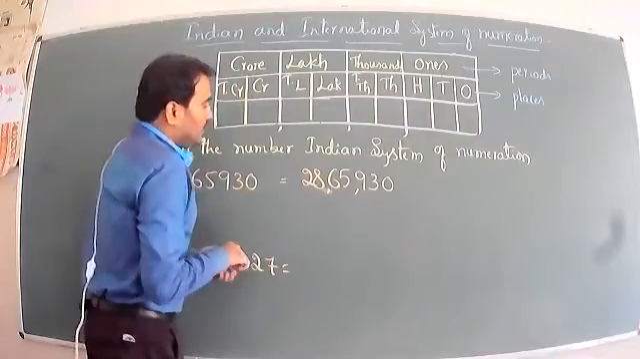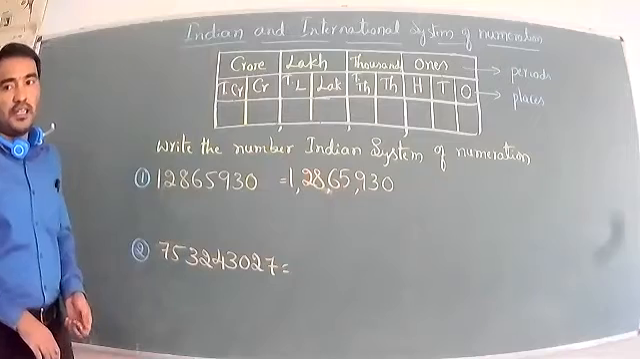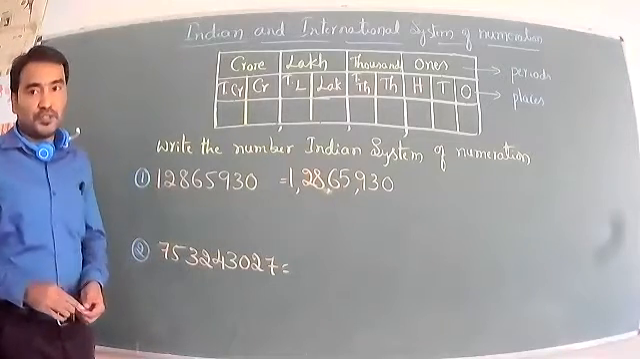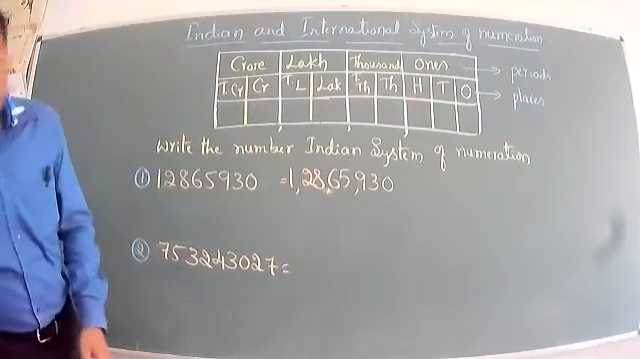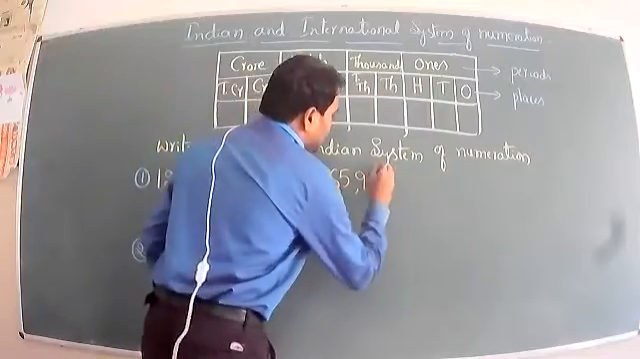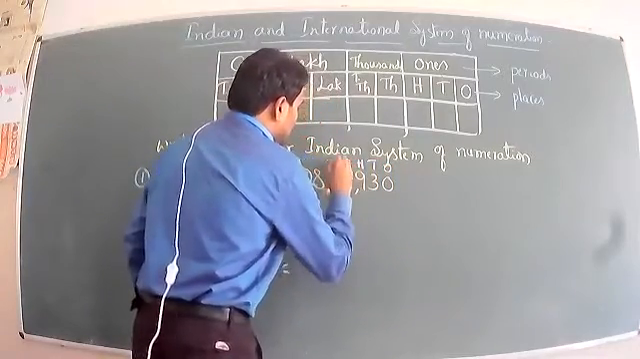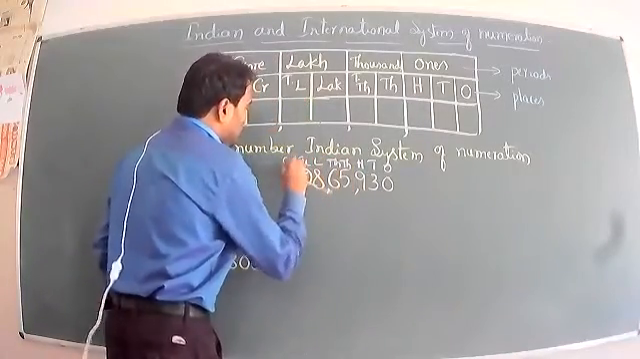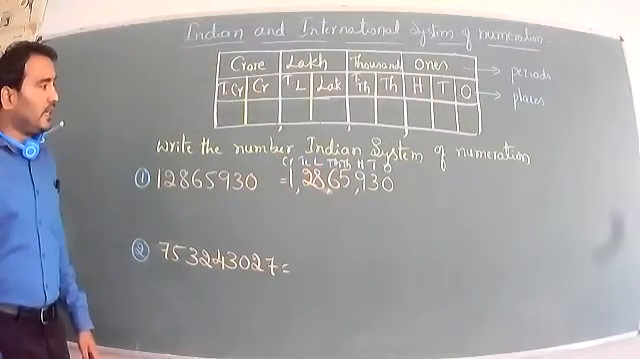Next one, 10 lakh after. First write the place values, and then write the number name using the Indian system of numeration. So it is ones, tens, hundreds, thousands, ten thousands, lakh, ten lakh, crore. Ten lakh and crore. So we write the number name.